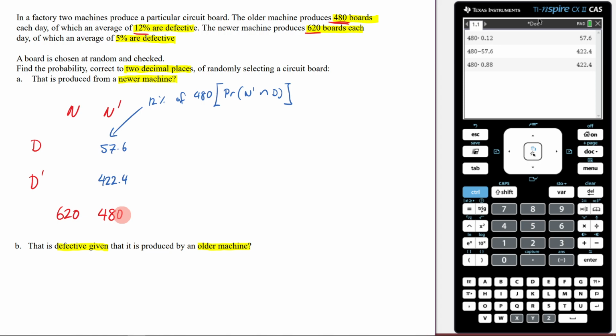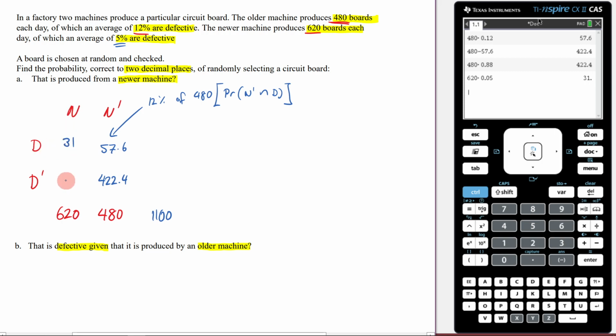What else can we figure out here? We can figure out how many we will have in total. So 620 plus 480, that will be 1,100. Now we need to figure out this. Out of my 620 new boards, we're told that 5% are defective. So I'm going to go 620 times 0.05, because that's 5%. And that's going to give me 31 are defective. So that should be here, 31 are defective. So new and defective are there.